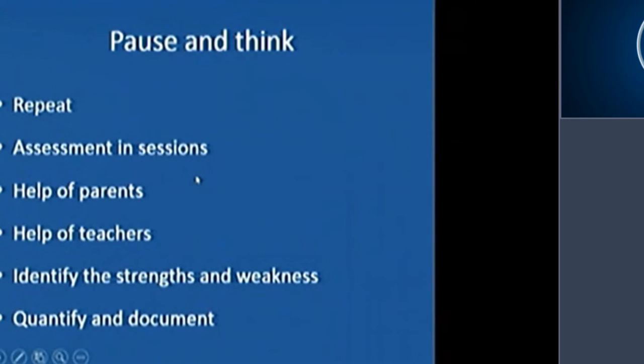Once you get the information about the assessment, if required, you repeat. You break it into sessions. Sometimes you may have to take help of the parents or caregivers. And then we have to sit and discuss what the strengths and the weaknesses of visual function of this particular child are. Quantify it, because you now have all the assessment tools to quantify and document it.